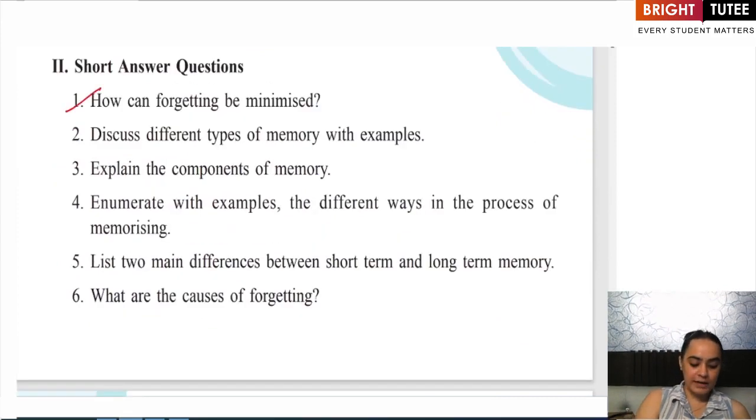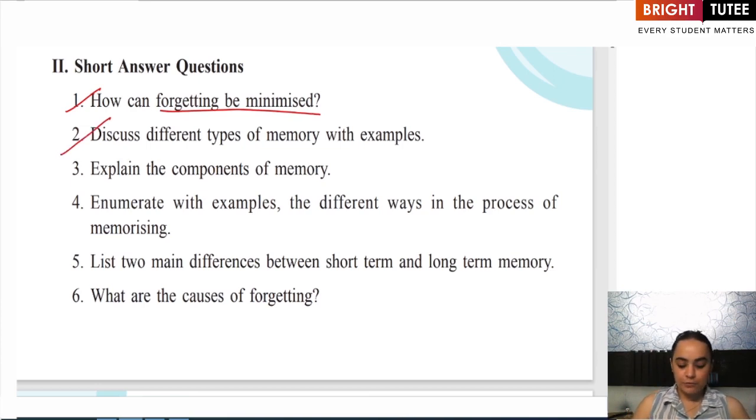How can forgetting be minimized? So what are the possible ways in which you can reduce the level of your forgetfulness? Or if I say, what are the possible ways in which you can improve your memory? So we have discussed about the ways of improving memory. You have to write about that.